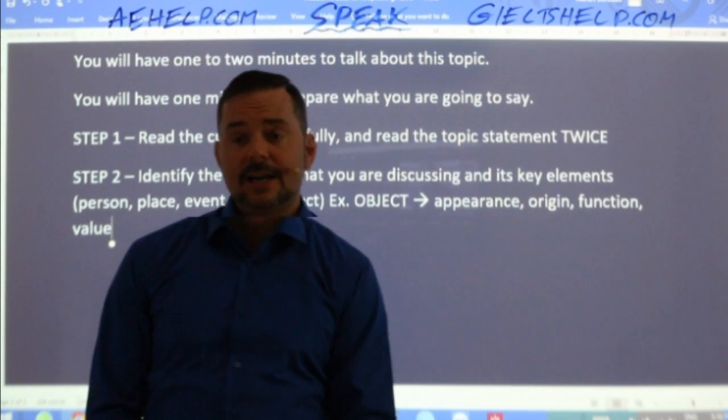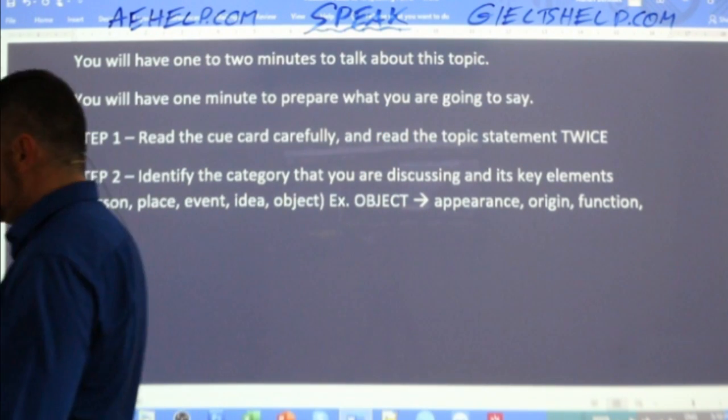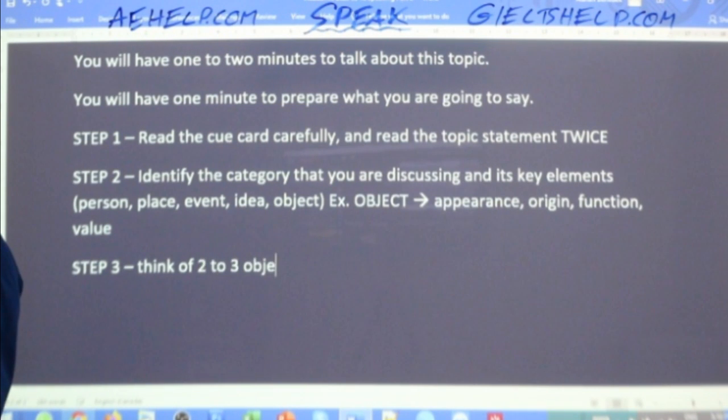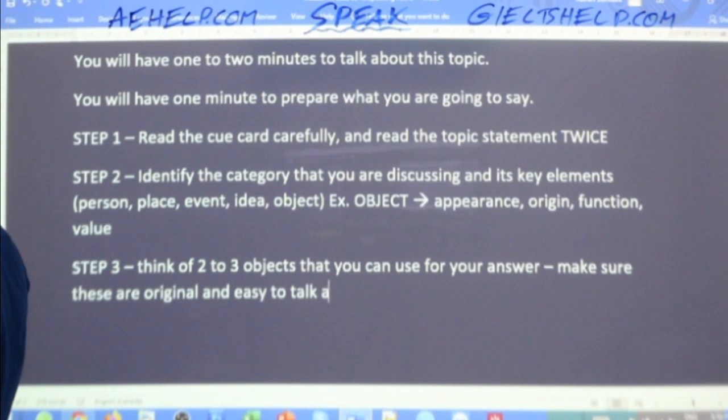Okay, Tito says, visualize. Tito, absolutely, you're correct. We always want to picture, visualize. Yeah. So step 3 is think of 2 to 3 objects that you can use for your answer. Make sure these are original and easy to talk about. So that's what you're focusing on, right? You want to make sure that they're original, and you want to make sure that they are easy to talk about. So you're not going to talk about an object that's impossible, even if you're a native speaker, to talk clearly about, right?